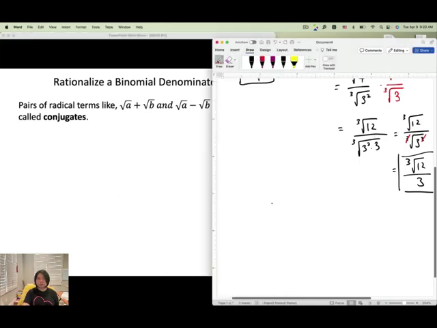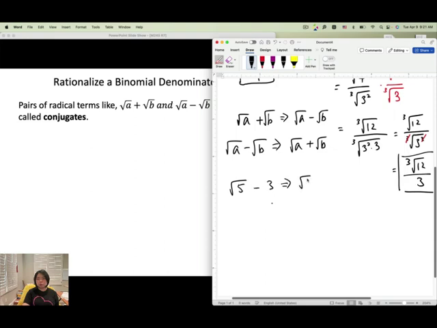For example, √a + √b, the conjugate will be √a − √b. Or if I have √a − √b, then the conjugate will be √a + √b here. Okay? Or for example, I have √5 − 3. The conjugate will be √5 + 3. Okay? We only change the sign here. Plus becomes minus. Minus becomes plus. This is called the conjugate.